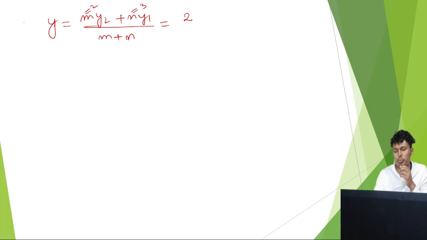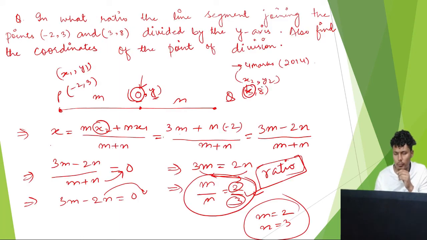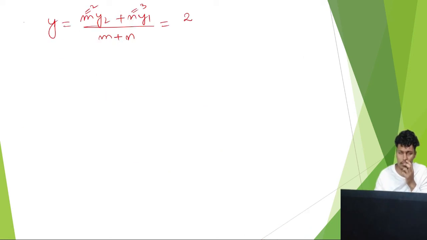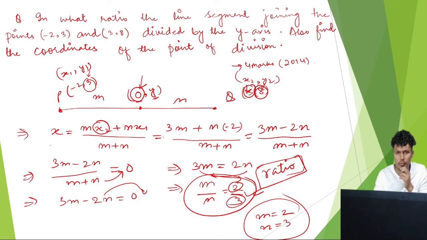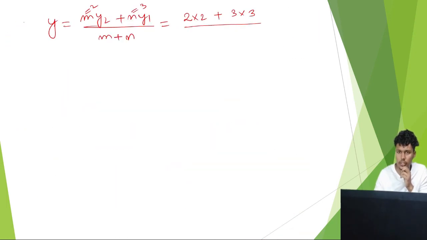So 2, what is y2? What is y2 here? From this, take y2 as 8, and what is y1? It is 3. So 2 into 2 plus 3 into 3 divided by m plus n. Have I done any mistakes? No. Sorry, y2 is 8. So it is 2 into 8 plus 3 into 3 divided by m plus n.